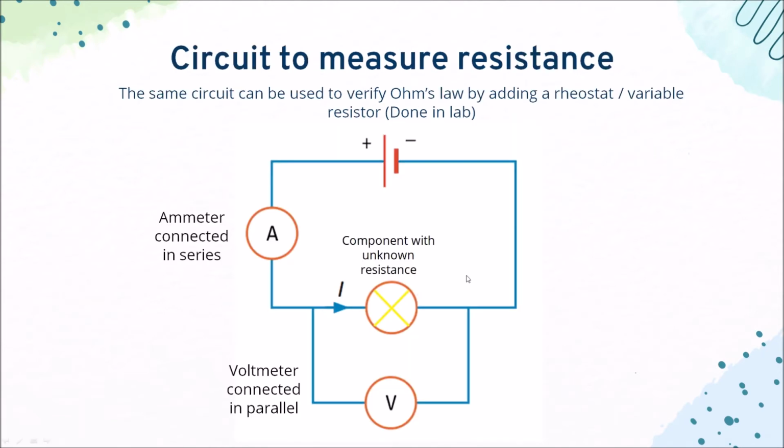Let's continue. This is a possible circuit that is used to measure resistance, because if we don't use the multimeter, there is no apparatus that can measure resistance directly. So if you want to measure resistance, you have to set up a circuit like this, with an ammeter to measure the current and a voltmeter to measure the voltage, and simply calculate the resistance by taking R equals V over I.